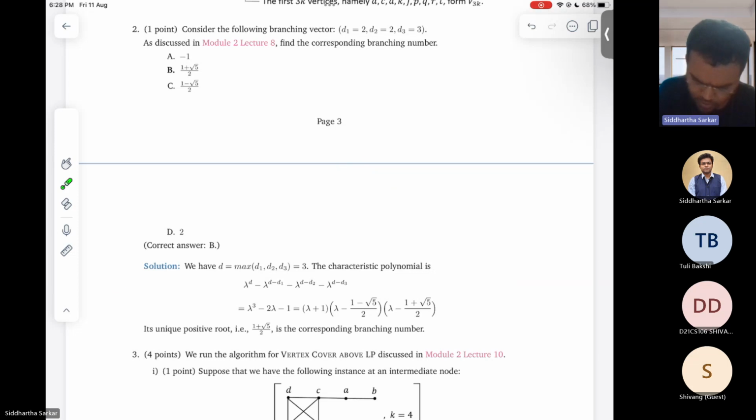This we have seen in the video, that there is a formula, or a characteristic polynomial, solving which gives us the corresponding branching number. It's simply just plugging the values in this characteristic polynomial. So d is the max of these 3 numbers, d1, d2, and d3, and it turns out to be 3. And then you plug in the values of d, d1, d2, and d3 and solve for lambda, and that gives you the unique positive root (1 plus root 5) by 2, and therefore that is the corresponding branching number.